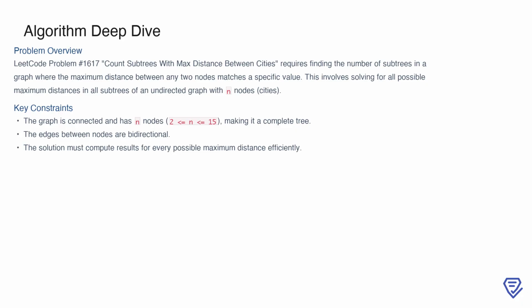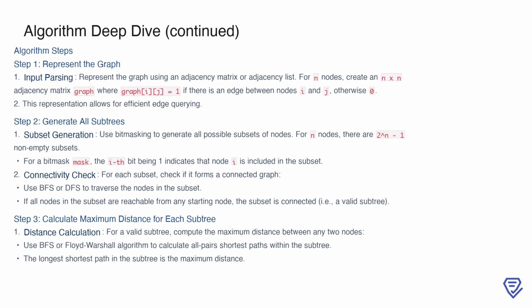It's a connected graph with up to 15 nodes, which means the tree is relatively small. This allows us to explore all subsets of nodes while ensuring we compute results efficiently. The goal is to solve this for all possible maximum distances in every subtree, making it a combinatorial and graph traversal challenge. To solve this problem, we follow a structured approach.